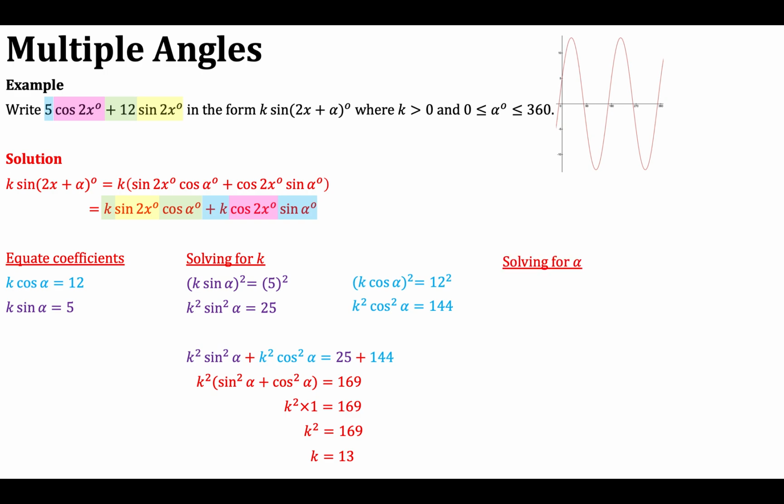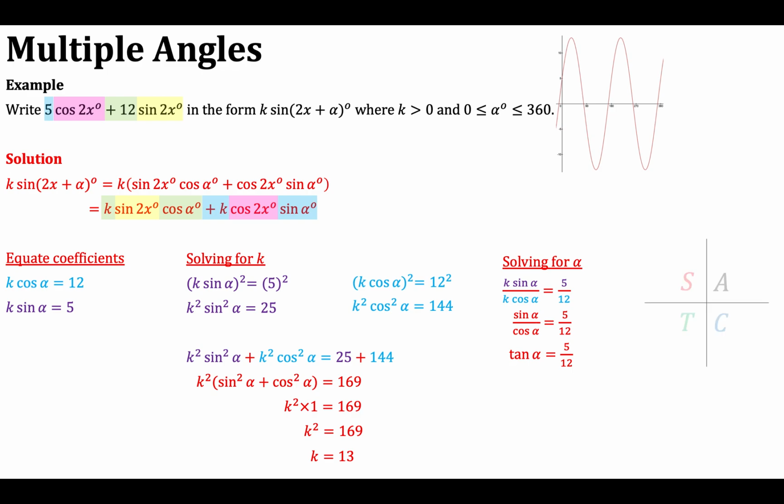Now we need to solve for alpha. So we know that k times sine of alpha over k times cos of alpha is equal to 5/12. Our k's simplify to 1, and we know that sine of alpha over cos of alpha is equal to tan of alpha. So tan of alpha is equal to 5/12, and we just need to identify which quadrant our angle is coming from.